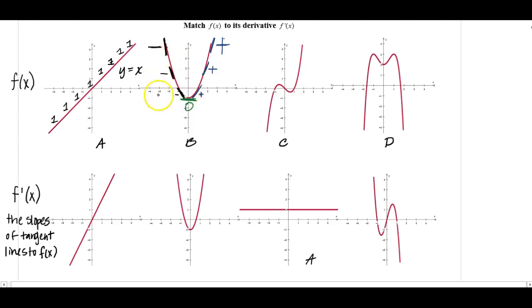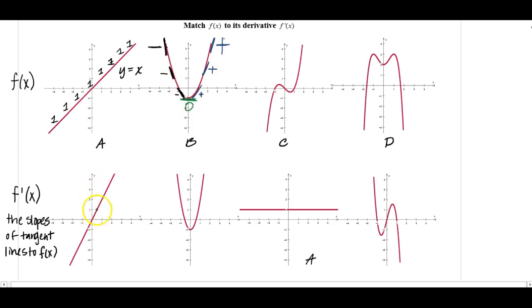So I know that on the left side of 0, so over here on the left side of the y-axis, I'm going to have negative slopes. I'm going to need to be below the x-axis on the graph of my derivative, because that's where negative values live. And it's going to have really negative values the further left I am, and then it's going to have smaller negative values the closer I get to 0.